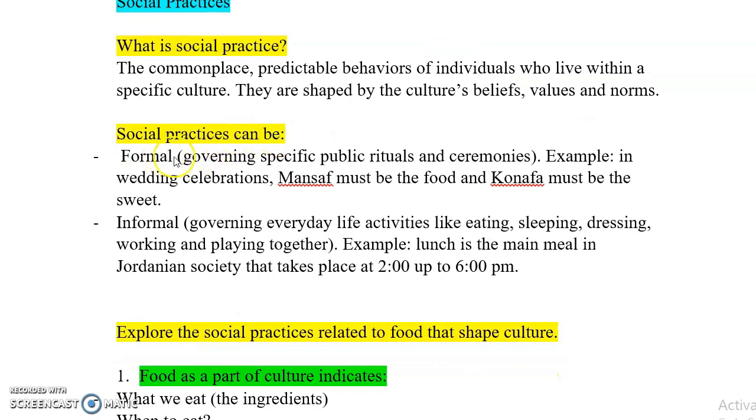Social practices can be formal or informal. It could be formal, governing specific public rituals and ceremonies. Example, in wedding celebrations, mensaf must be the food and knafe must be the sweet. This is a must. This is a must social practice. Informal ones govern everyday life activities like eating, sleeping, dressing, working, and playing together. For example, lunch in Jordan is the main meal, and it could take place between 2 and 6 p.m. This is the time for lunch.